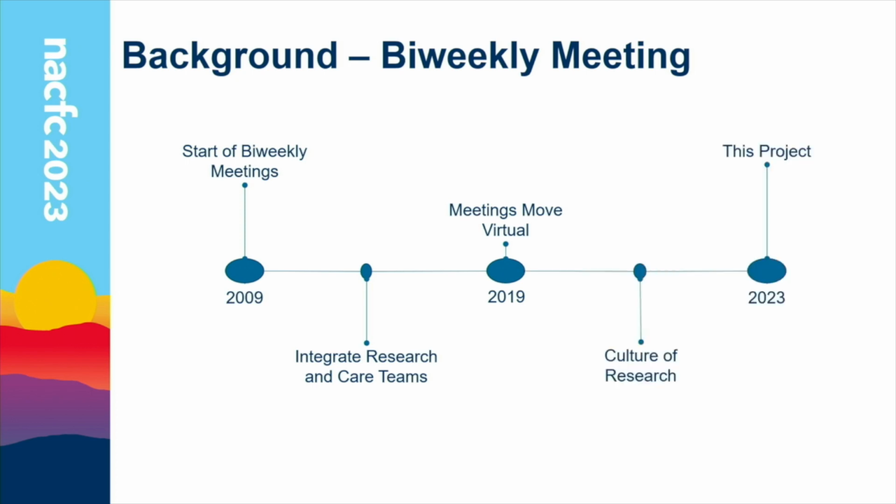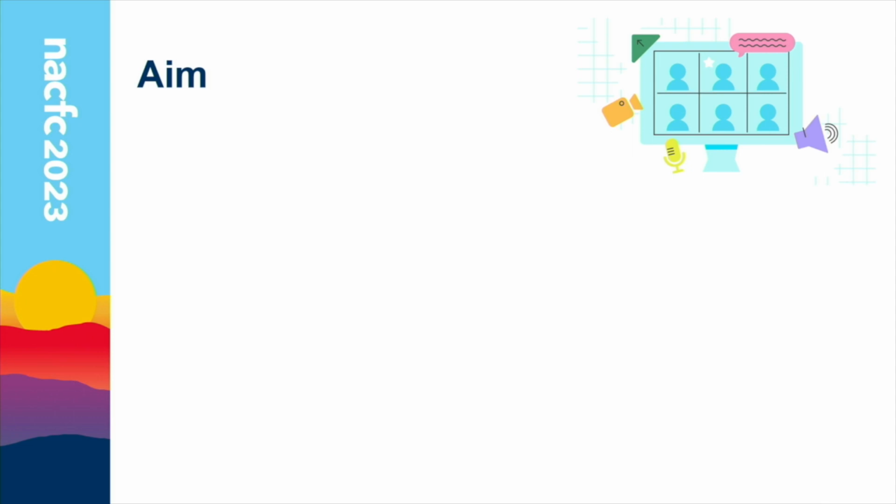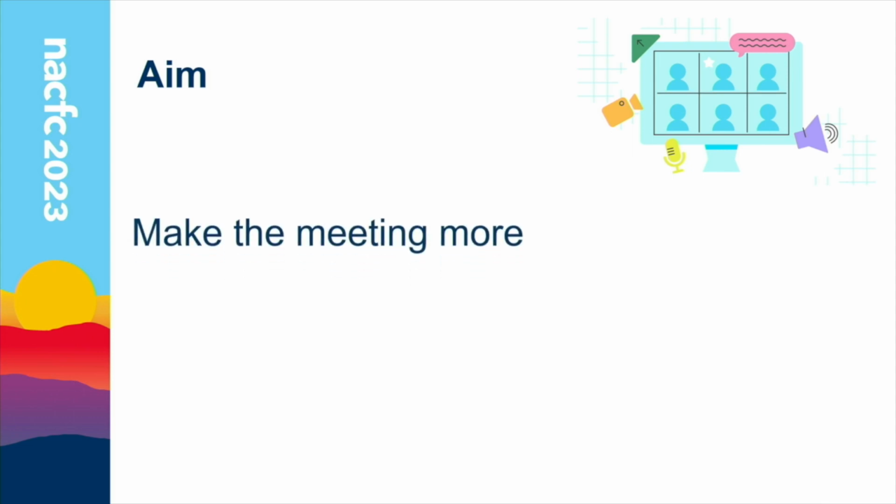Between 2019 and 2023, our site conducted a QI, Culture of Research project, to see when providers were talking to participants and patients about research. So that's kind of where this spun off from, and some of the results here that you can see are from that QI project. We see that our providers talk to their patients when they think there is a study for their patient, or when they know that there is a study for their patient. So we thought, how do we facilitate that a little bit better? And that came to this meeting. The aim of this was to make the meeting more effective and relevant for all of those people that were participating.